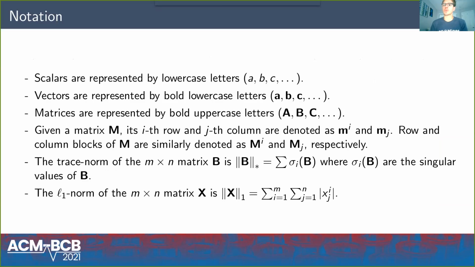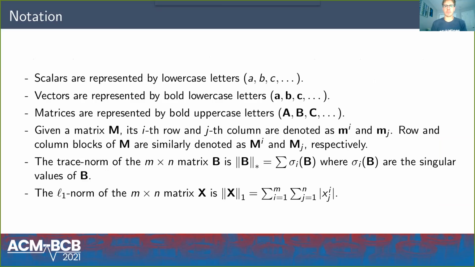In order to do this, we develop a machine learning algorithm by way of an objective. We follow standard notation techniques where scalars are represented by lowercase letters, vectors by bold lowercase letters, and matrices by bold uppercase letters. Given a matrix M, its ith row and jth column are denoted by M superscript i and M subscript j. The row and column blocks of M are similarly denoted.